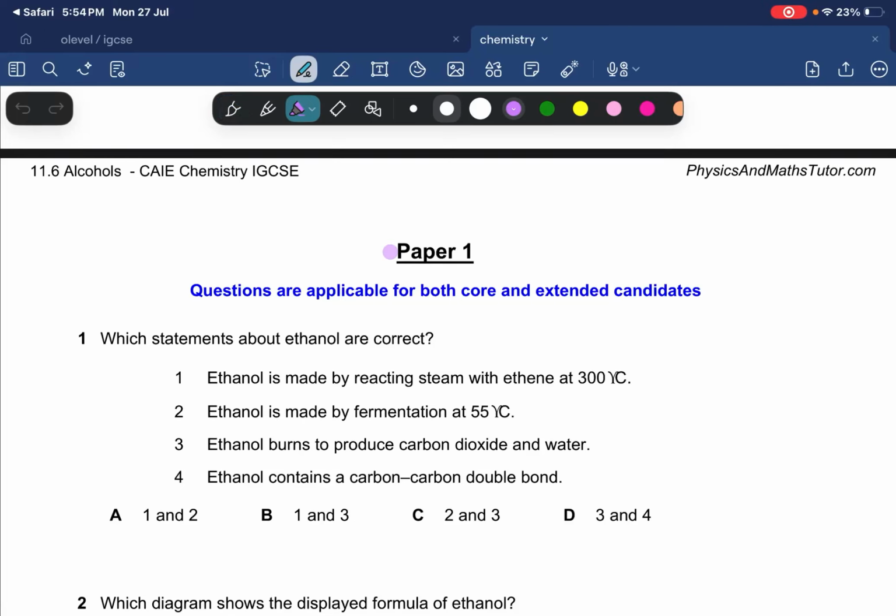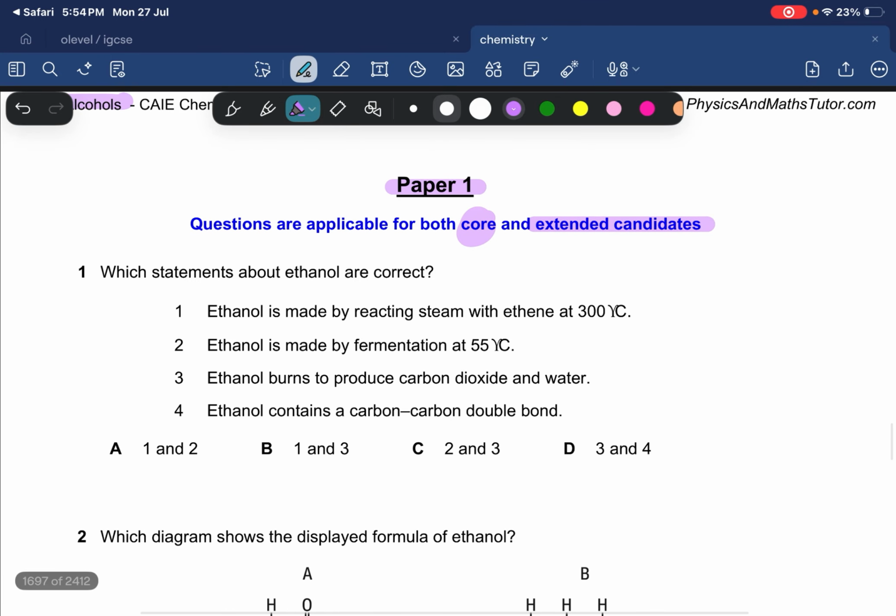We're going to be solving paper 1. Questions are applicable for both the core and the extended candidates. We're going to be solving the chemistry stuff, and the topic is going to be alcohols. We're going to be doing organic chemistry today. First we're going to do paper 1, and then we're going to do paper 2. That's only for the extended candidates.